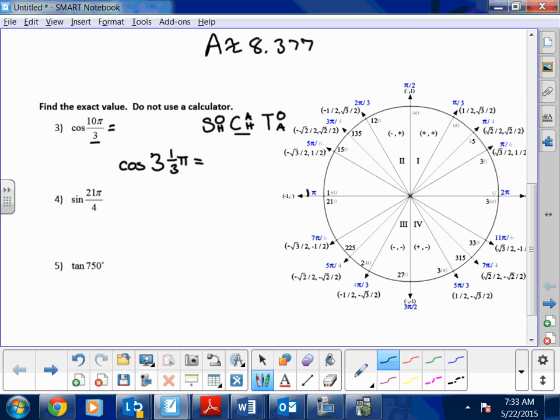1 pi, 2 pi. Okay, so this is 1 pi. When you add another pi, that's another pi. And we're going to go one last one, so we hit 3 pi. This is important because now after this, I just got to go 1/3 pi, which is this part right here.